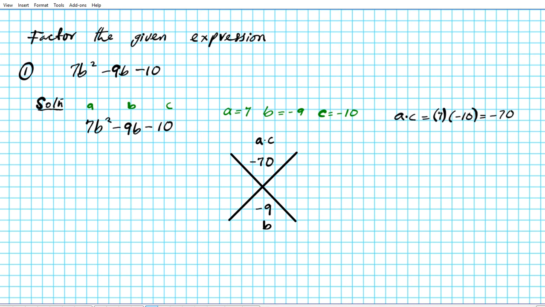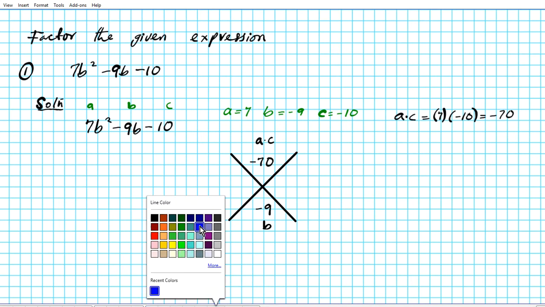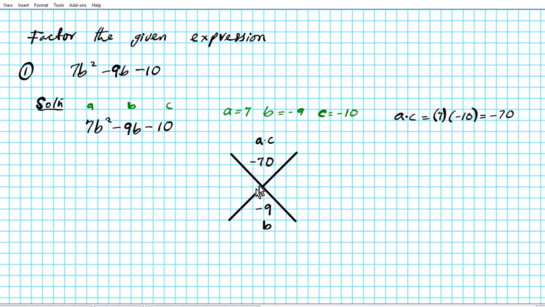So the question now is, what 2 numbers add to give you negative 9 and multiply to give you negative 70? To help us figure out what those 2 special numbers are, we're going to create our factor t-chart. The target number is 70. So we're going to write down all the pairs of integers that multiply to give you 70. Forget about the signs for now, we'll deal with that later.